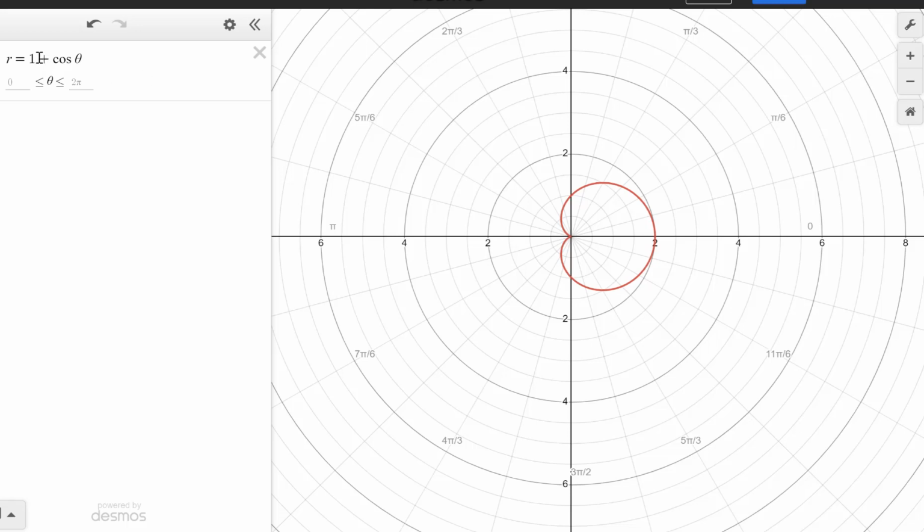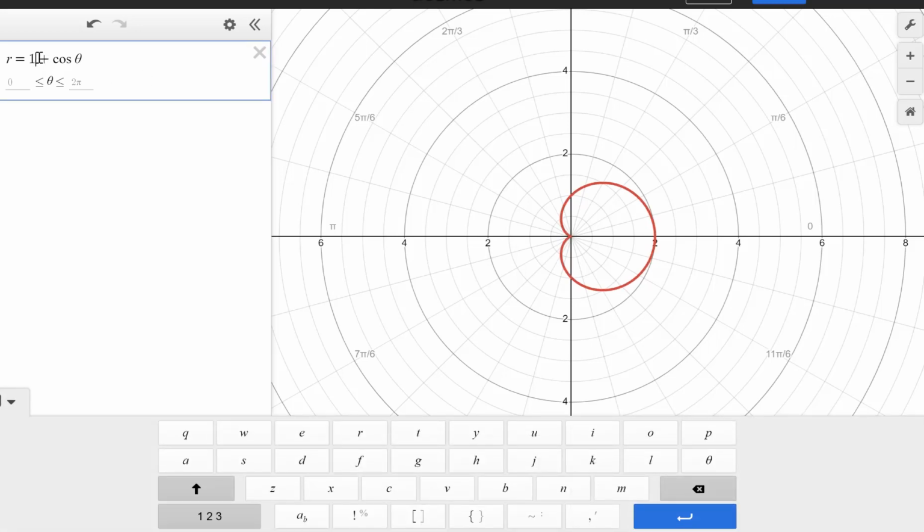Well, what would happen if this first number wasn't a 1? What if it was a 2? What would it look like? Okay. All right. Well, what if this was a sine? So cosine goes with x, right? Isn't that symmetric about x? If I change it to sine, look at that. It's symmetric about y. Sine goes with y. Cosine goes with x. So whenever we're doing these cardioids, we're going to have symmetry about whatever we have there. It makes it a lot easier.